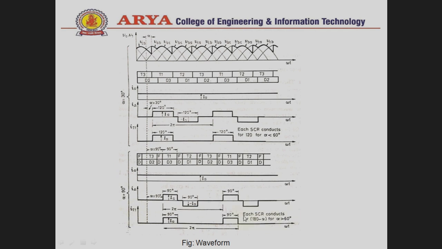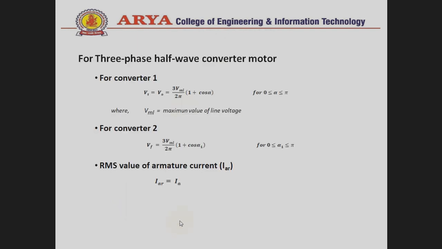Here each SCR conducts for 180 degrees minus alpha. It means each thyristor works for 120 degrees, but when alpha is greater than 60 degrees, each thyristor conducts for 180 minus alpha. It means after subtracting alpha, only that time duration is the thyristor working, in the case of alpha greater than 60 degrees.